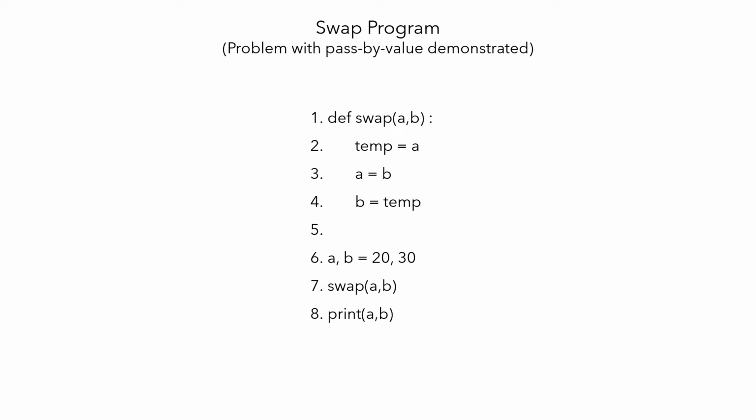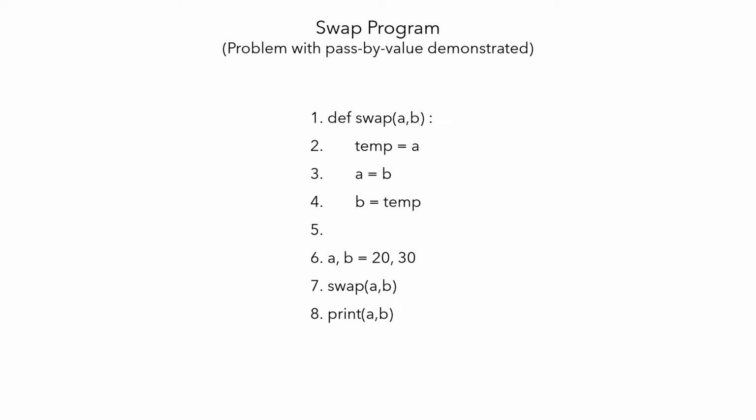You can see that A and B are assigned 20 and 30, and then the swap is being called and you are passing A and B to it. And finally, we expect that the A and B get indeed swapped, and then we print A and B. Okay, this is what we have. And how is swap defined? It's defined over here.